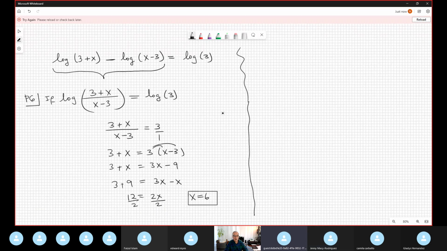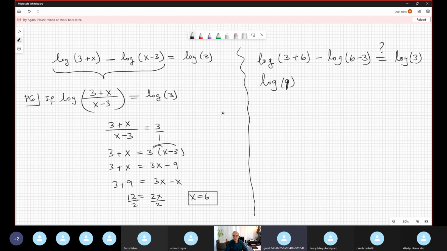Yes. Mandatory checking. I need to prove somehow the logarithm of 3 plus 6 minus logarithm of 6 minus 3 should be equal. I claim this statement. Logarithm of 3. Okay, 3 plus 6 is 9. So logarithm of 9, base 10, of course, minus logarithm base 3, because 6 minus 3 is 3, should be equal logarithm of 3. There are many ways to prove this. You put in a calculator? No. Right hand is better.